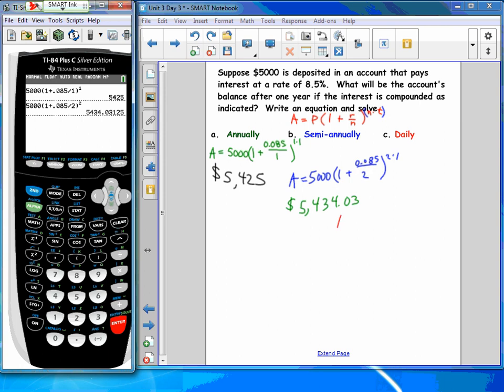And finally, we'll do it daily, where my amount A in the account after the year investment is given by 5,000 times quantity 1 plus 0.085 all over daily would be N equals 365, all to the 365 times 1.